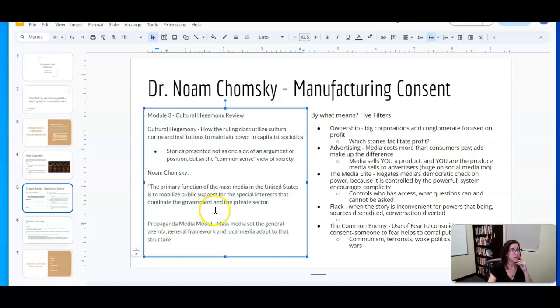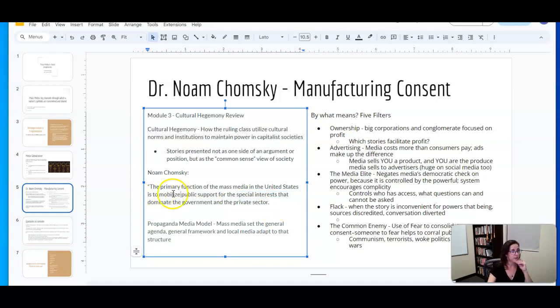Mass media sets the general agenda, the general framework, for the stories that are told, and local media adapts to those structures, right? So what does this all mean? To mobilize public support for the special interests that dominate the government and the private sector, right?